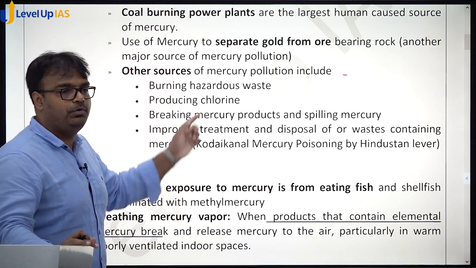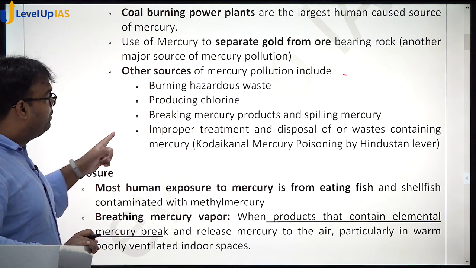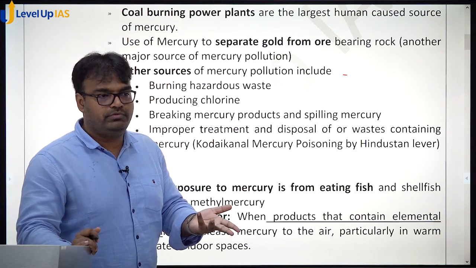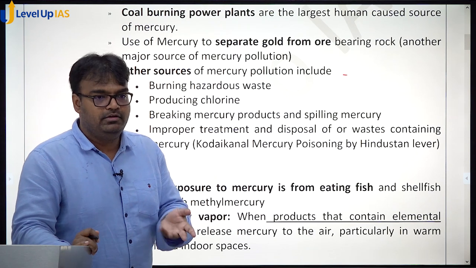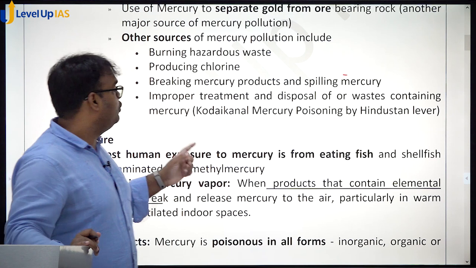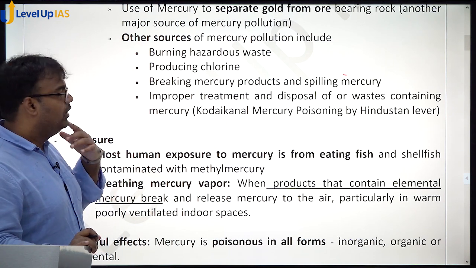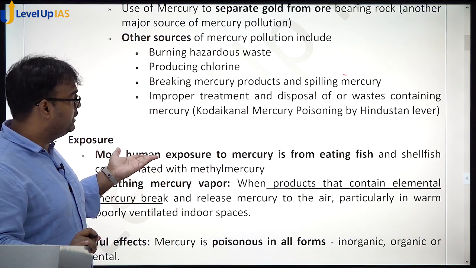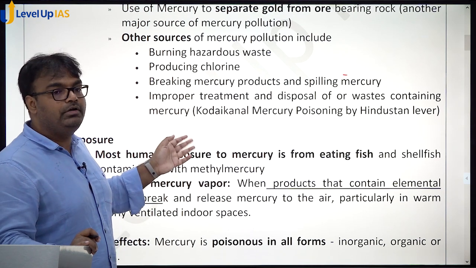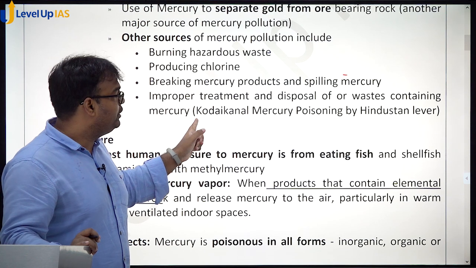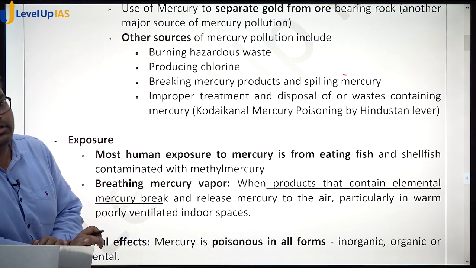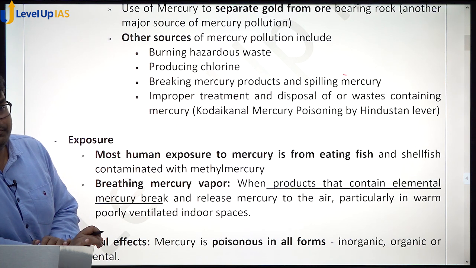Then chlorine production mein mercury is used. Mercury products breaking and spilling. So, thermometer is one example which if you break, mercury would be released. Then improper treatment or disposal of mercury. For example, this industry, Hindustan Liver, which had improperly disposed of mercury, which led to Kodaikanal mercury poisoning. So industry se bhi improper disposal may cause issues.